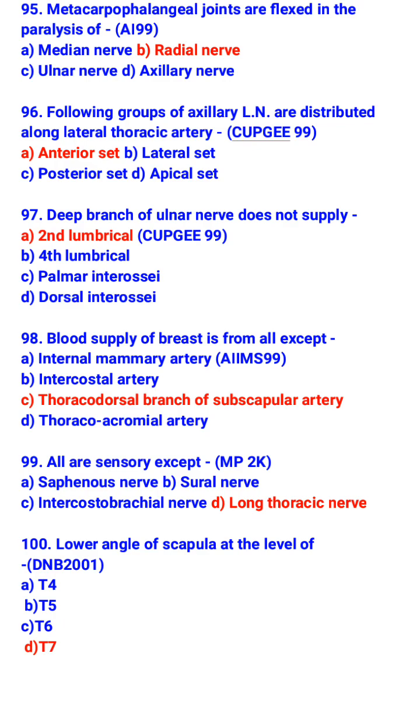All are sensory except. So, which are sensory? Saphenous nerve, sural nerve, and intercostobrachial nerve are sensory, while long thoracic nerve is not sensory. Lower angle of scapula at the level of T7.